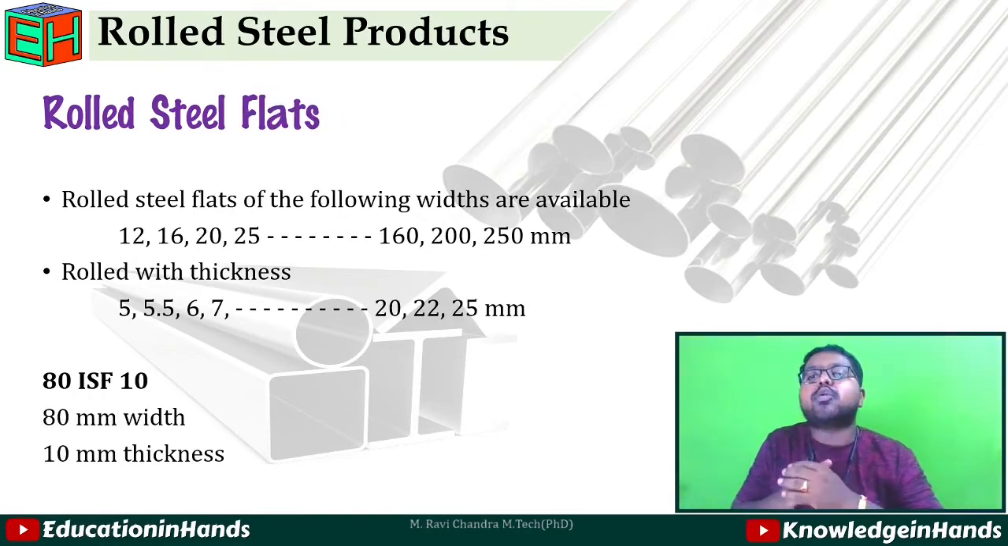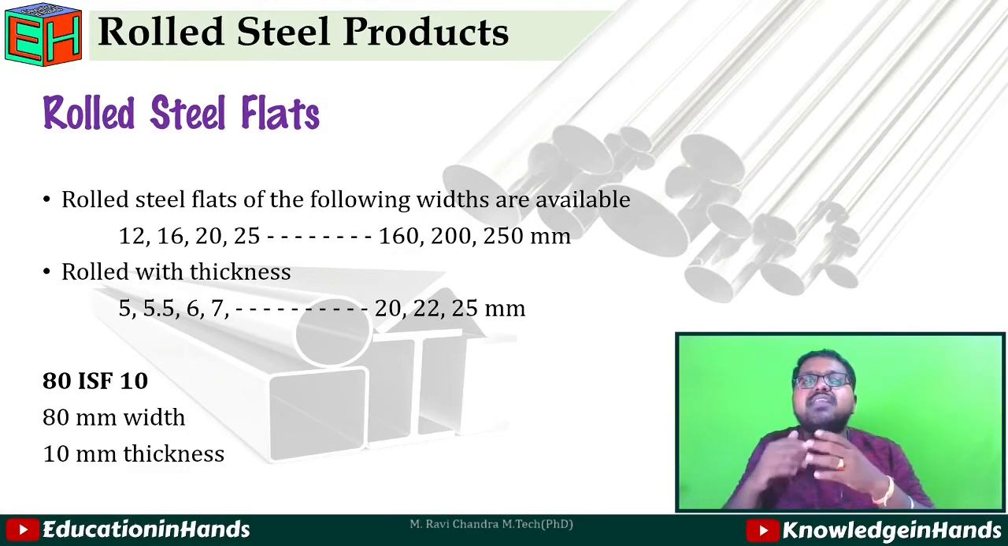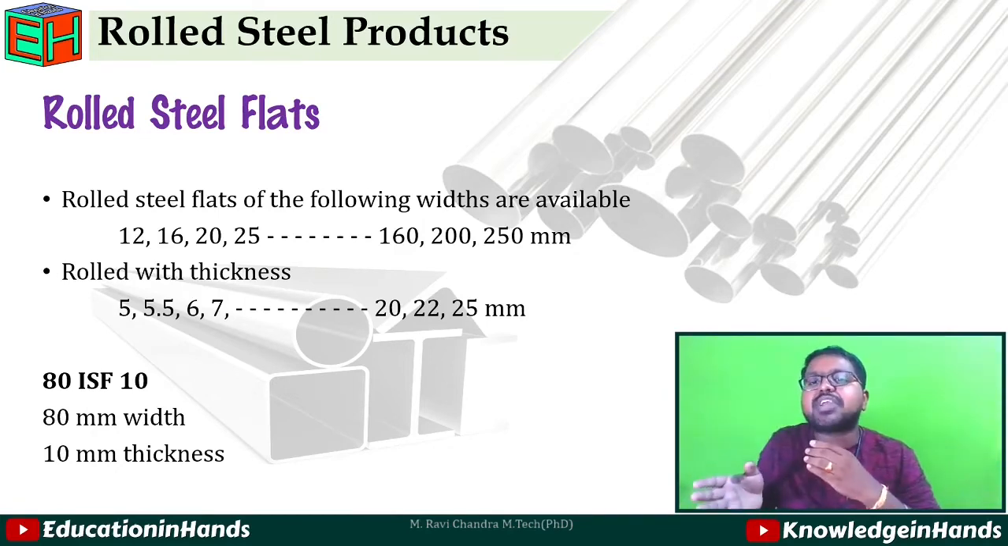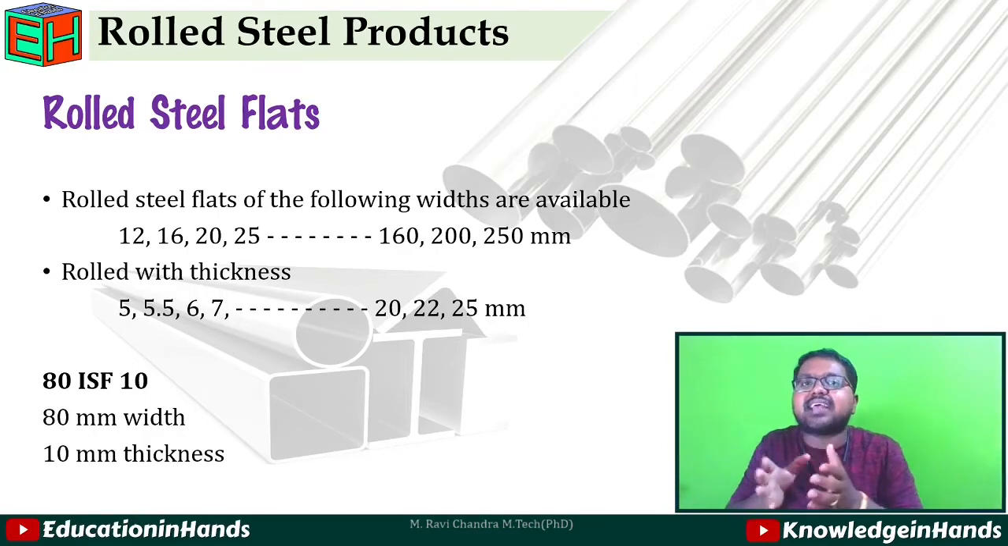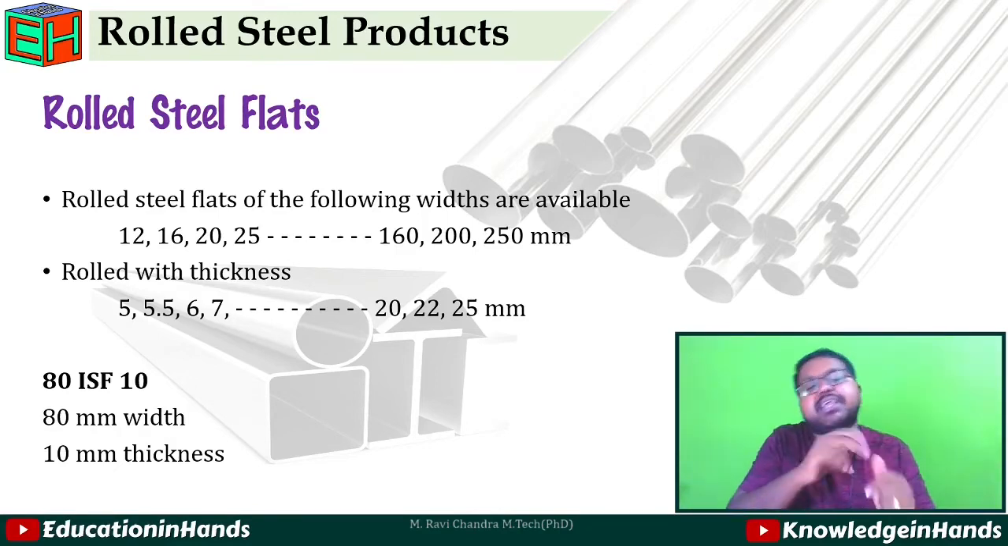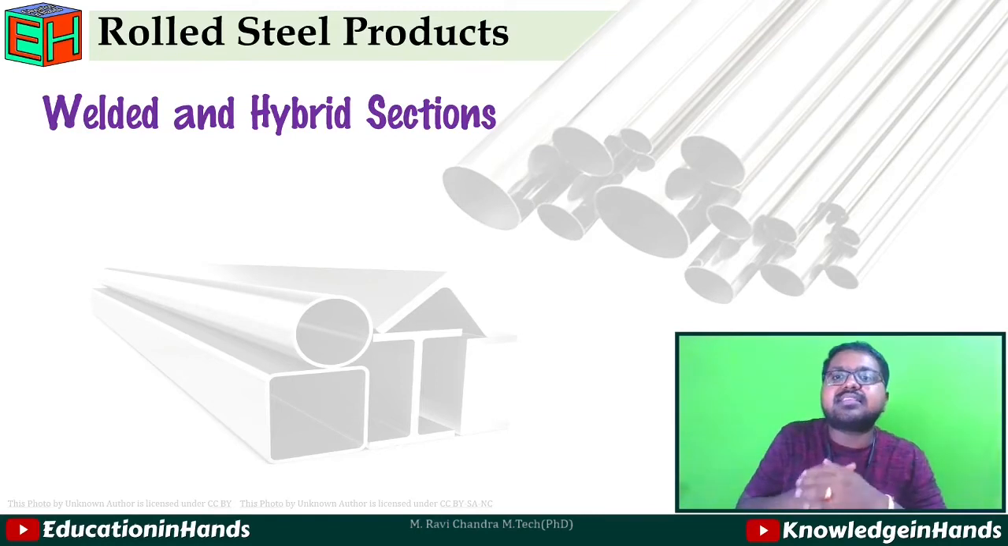The next, rolled steel flats. Rolled steel flats are also rolled from 12 mm width to 250 mm width and 5 mm thickness to 25 mm thickness. So if we show a designation as 80 ISF 10, it means Indian standard flat having 80 mm width and 10 mm thickness. The next is welded and hybrid sections.